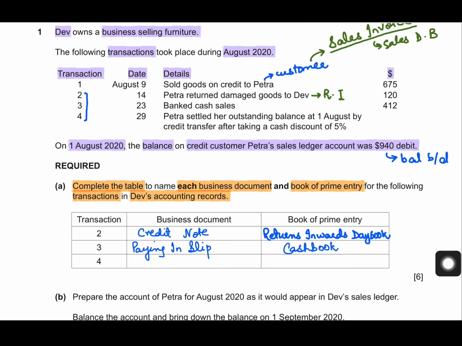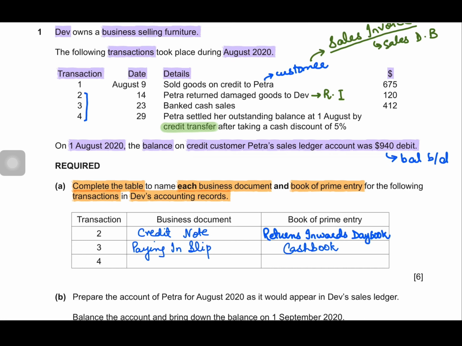Now let's move to the last transaction, transaction number 4. It says on August 29, Petra settled her outstanding balance at 1st of August by credit transfer after taking a cash discount of 5%. Now what do we mean by credit transfer over here? Credit transfer means when an amount is directly paid into your bank account by a third party. So this means that in this case Petra hasn't come to Dave telling him that I want to deposit this check in your bank account, so please do this for me. No, she has directly made a payment in his bank account.